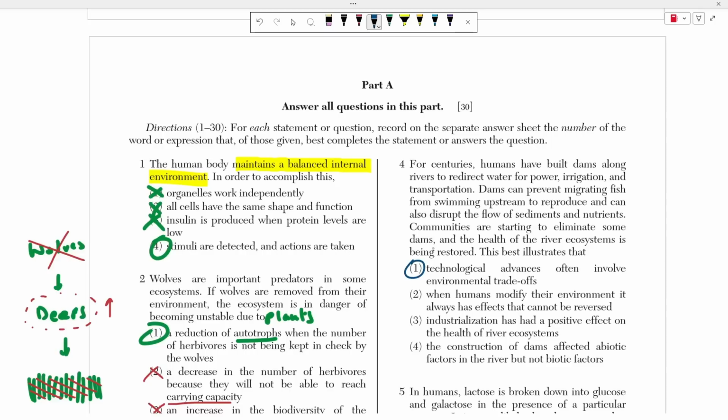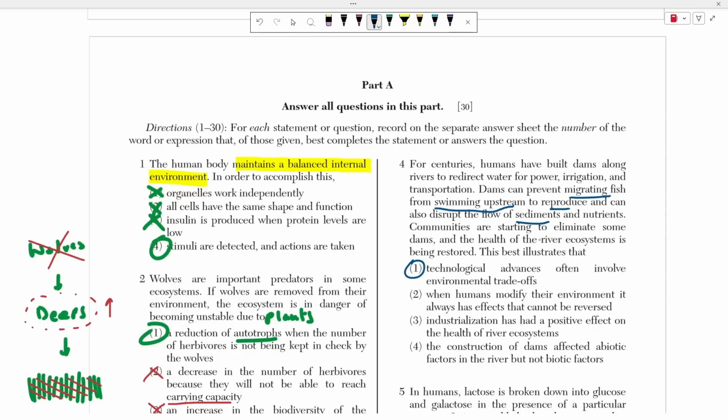I think choice 1 is the correct answer here, because a dam is a technological advancement. Dams can produce energy for us, right? They can provide us with a lot of hydro energy. Water can spin a wheel, and that wheel can give us clean energy. But a drawback or a cost of that new clean energy is the fact that they can prevent migrating fish from swimming upstream to reproduce, and they could also disrupt the flow of sediments, right? So technological advances like dams often involve environmental trade-offs.